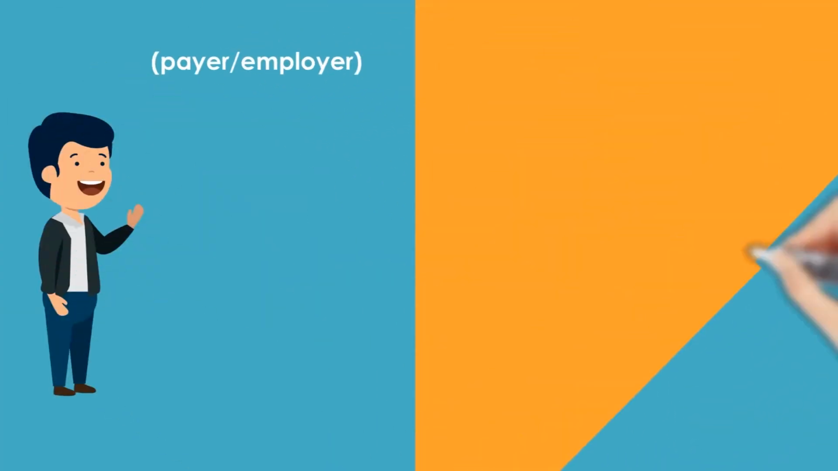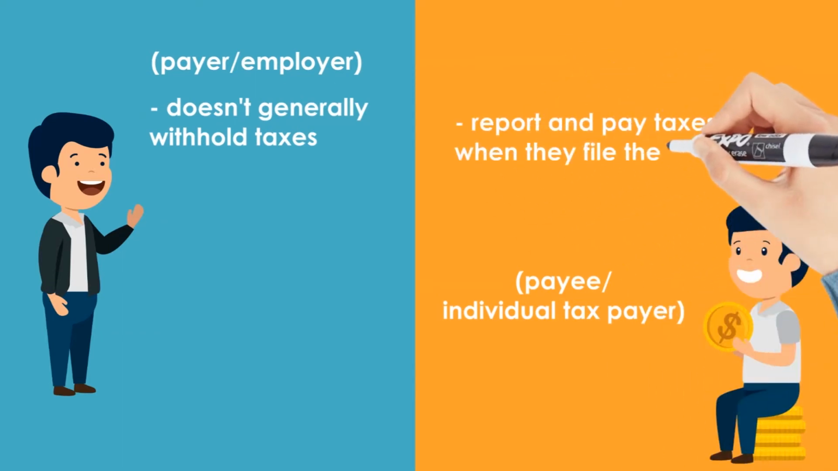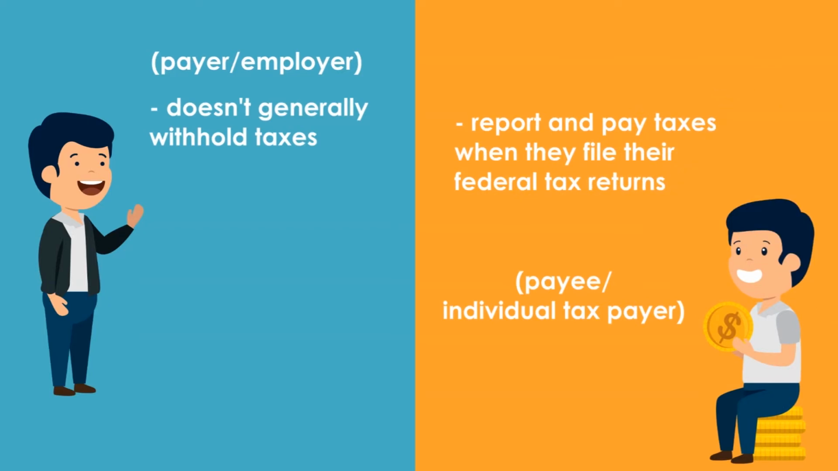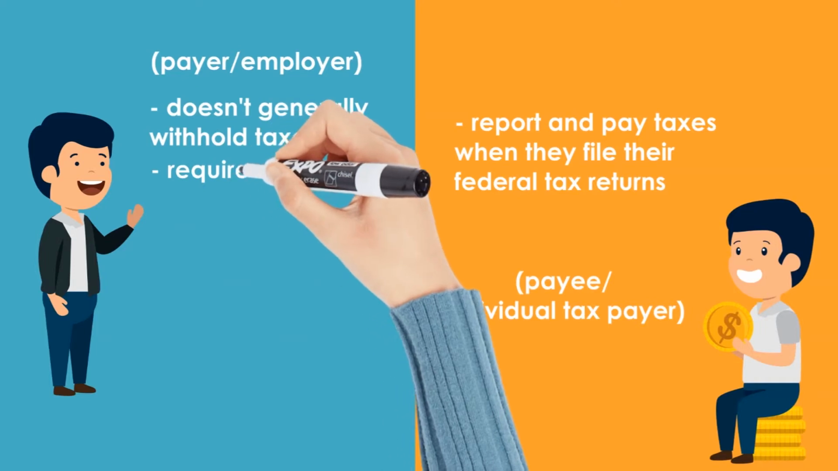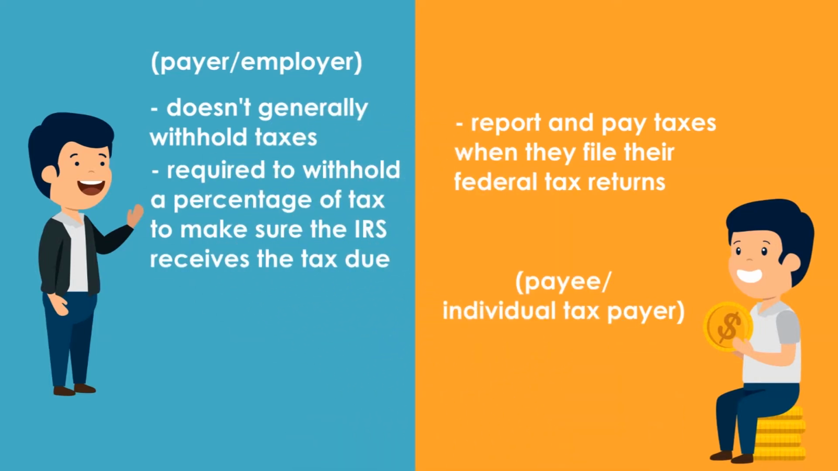The payer, making such payments to the payee, doesn't generally withhold taxes from certain payments. As such, the payees report and pay taxes on this income when they file their federal tax returns. There are, however, certain situations when the payer is required to withhold a percentage of tax to make sure the IRS receives the tax due on this income.